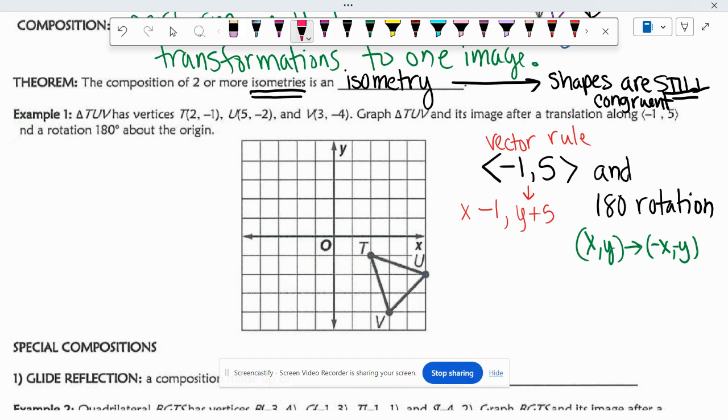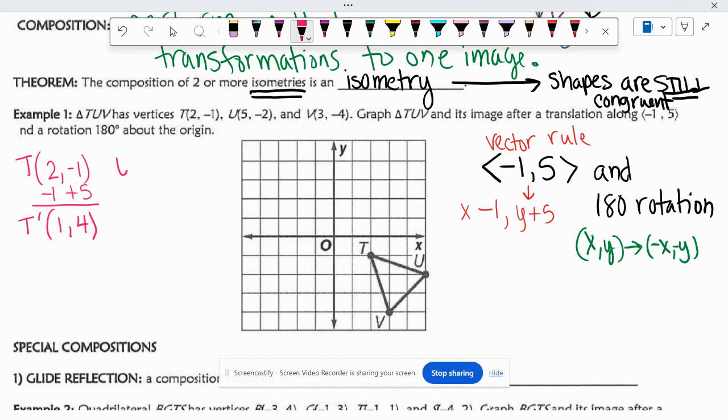So that means that we're going to take each one of these points. We're going to subtract 1 from the x, add 5 to the y, and then we're going to change the signs. So I'm going to start with point T, and I just do the math off to the side. T is 2, -1. Well, I'm going to subtract 1 from the x, and I'm going to add 5 to the y. So T prime becomes what? Becomes the ordered pair 1, 4.